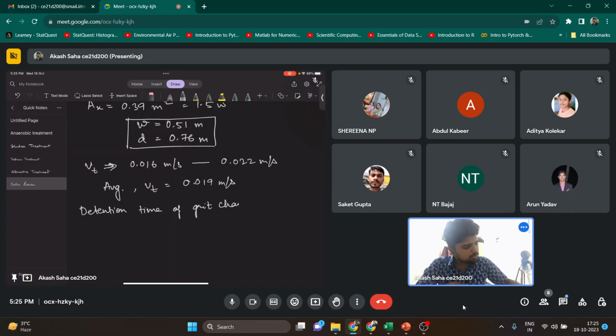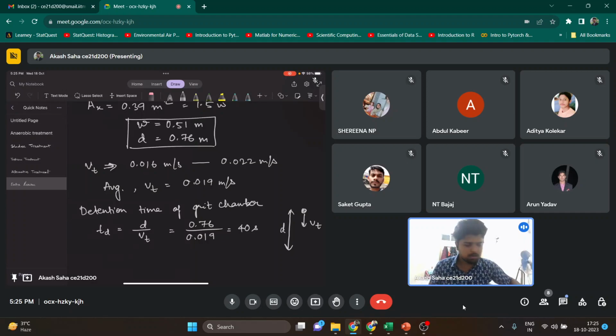of grid chamber, TD will be equal to depth divided by velocity, because suppose this is the total depth d, this is the particle, it is falling down with vt, so how much time will it take? It will take d by vt. So this is the detention time. So my depth is known, 0.76, settling velocity is 0.019, it will be equal to 40 seconds.